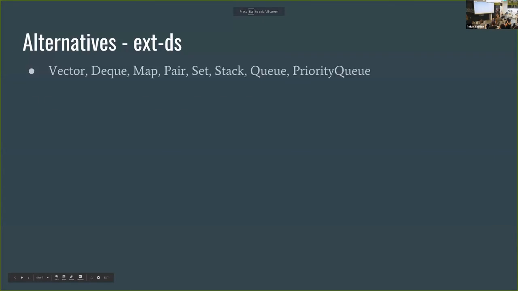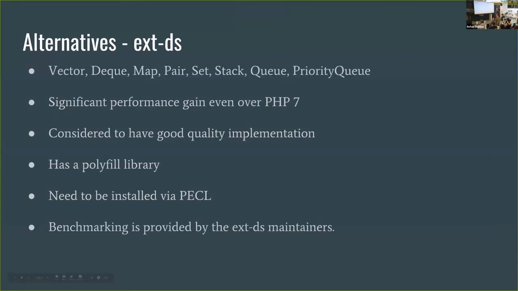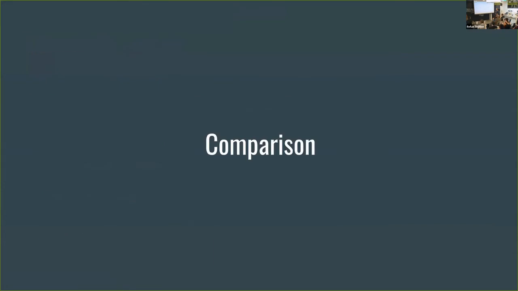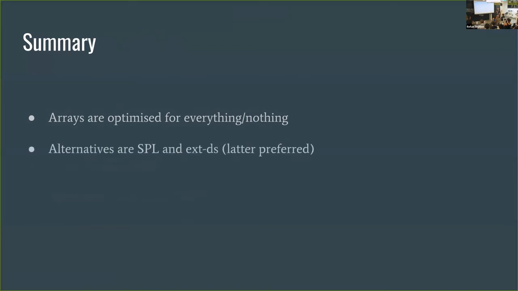Yeah, so ext-ds. We all know this. The comparison charts, and just a brief summary about what I've talked about today. As we discussed, arrays are optimized for everything, so nothing really. There are two alternatives. Again, no one says that you have to use ext-ds. You are free to use SPL, no problem.